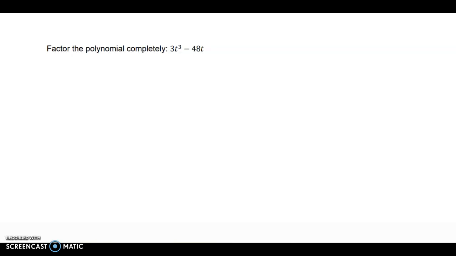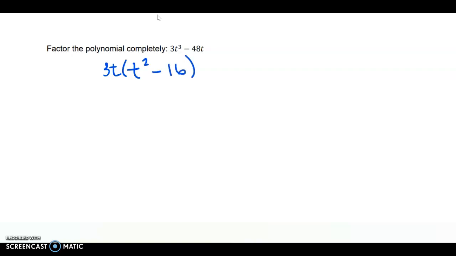Factor the polynomial completely. So just like always, I want to look if there's a greatest common factor first. And in this case, there happens to be a greatest common factor. I can see 3 will divide out of both, and they each have at least one t. So I'm going to divide out, or factor out, a 3t. For the first term, I'll be left with t squared. The second term, I'll be left with just minus 16.